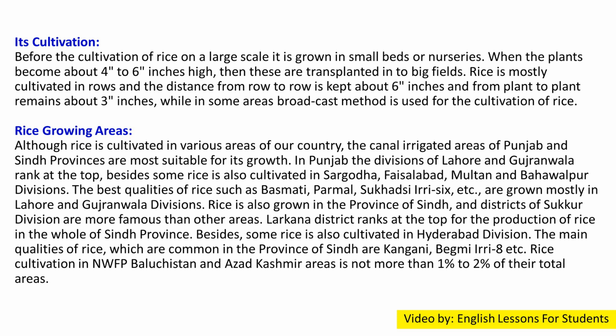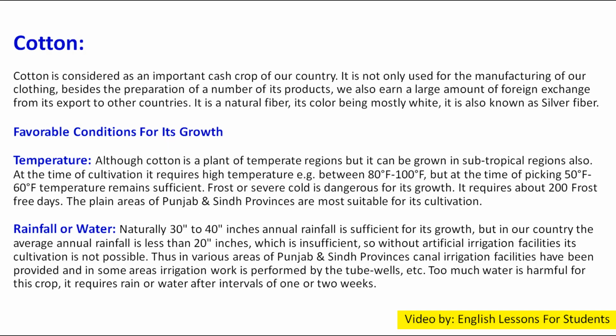Cotton. Cotton is considered as an important cash crop of our country. It is not only used for the manufacturing of our clothing. Besides the preparation of a number of its products, we also earn a large amount of foreign exchange from its export to other countries. It is a natural fiber, its color being mostly white. It is also known as silver fiber. Favorable conditions for its growth.